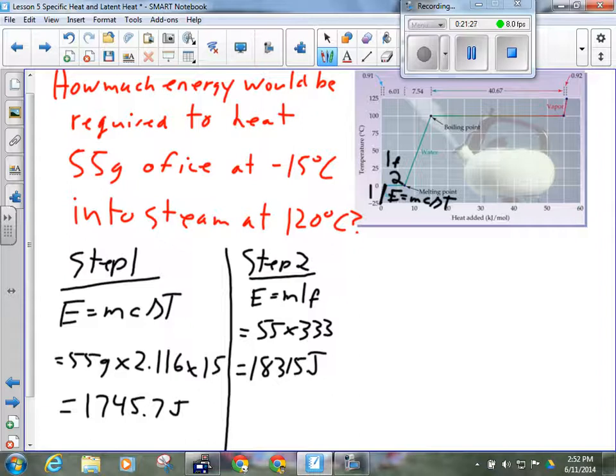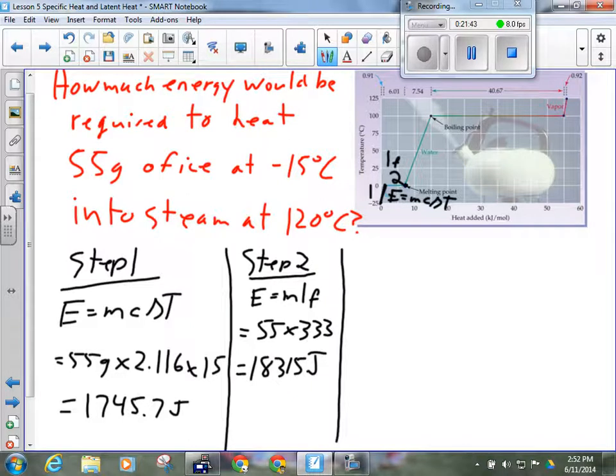Okay, is that a lot of energy? A lot. Compared to how much it took to heat it up, it's more than 10 times as much. Okay? Changing the state of something requires way more energy than changing the kinetic energy of it. Okay? All right, so now we're done step 2.